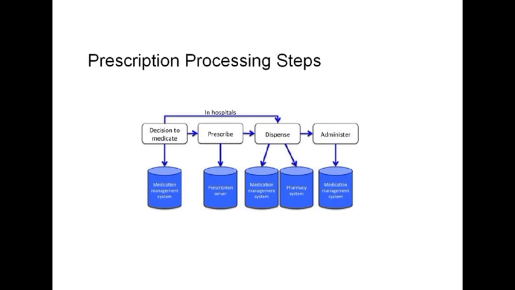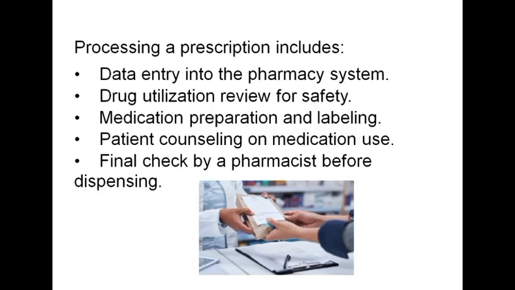So, prescription processing steps. Here we have the different steps. Processing a prescription includes, first, data entry into the pharmacy system, drug utilization review for safety, medication preparation and labeling, patient counseling on medication use, and a final check by the pharmacist before dispensing.